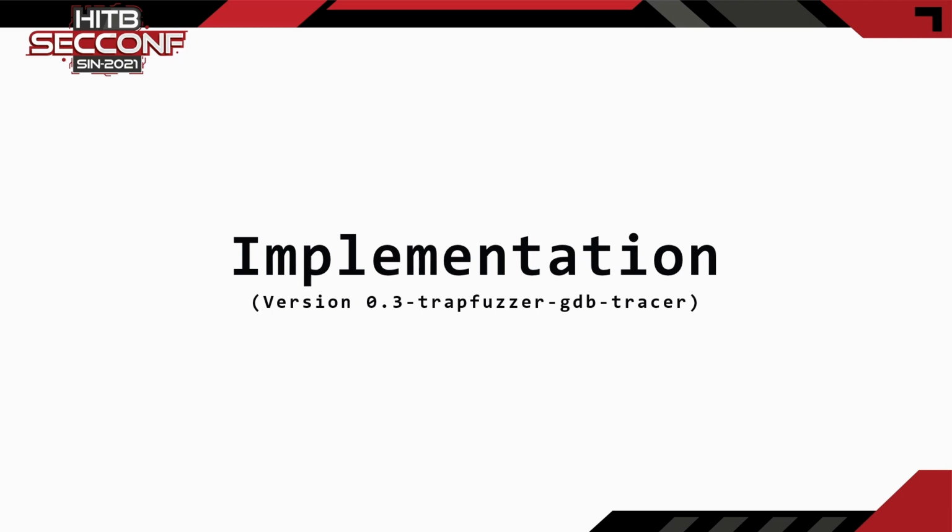Currently, trapfuzzer can fuzz Linux software. In order to further enhance the fuzzing speed of the Linux platform and make it easy for user debugging, I developed trapfuzzer GDB Tracer by modifying the GDB source code. Next, I will introduce the implementation of this.